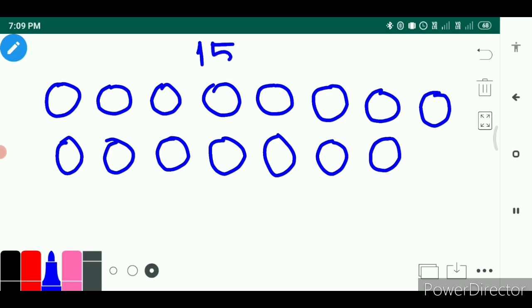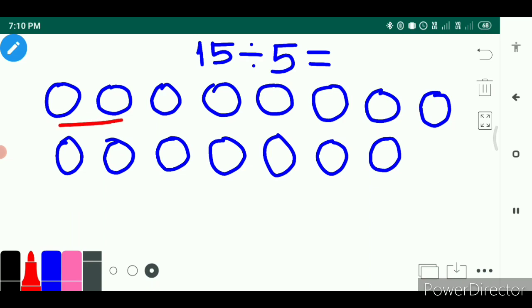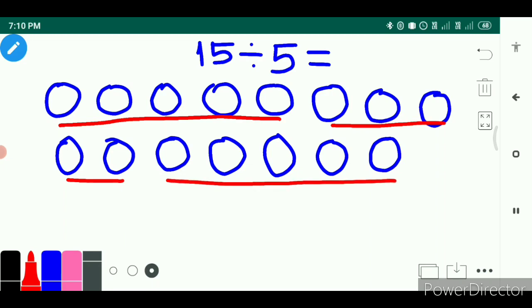Now if I tell you that you have to divide this 15 by 5, what will be your answer? You will take 5 balls and keep them aside, right? Then again you will take 5 balls and keep them aside. So suppose these 5 balls you keep together, and these 5 balls you just keep together.